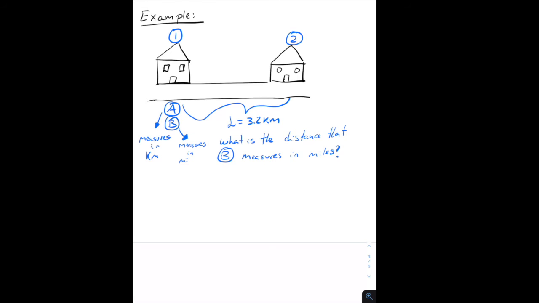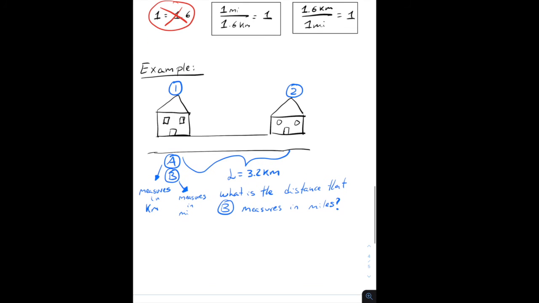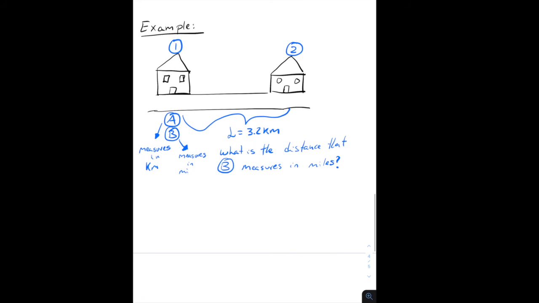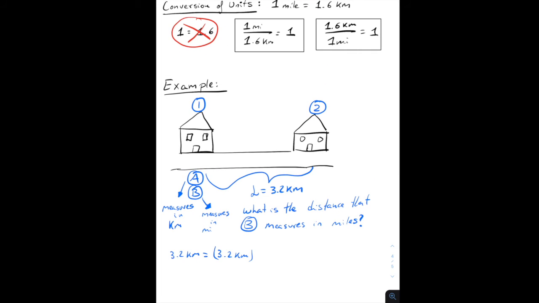Okay, so if we look back to our conversion of units here, we have that 1 mile is equal to 1.6 kilometers, and we have this ratio that is equal to 1 that we can use to transform from 3.2 kilometers into miles. Hence, we can write 3.2 kilometers is equal to 3.2 kilometers times one of these ratios. Now, which one is the correct one? Remember that we want to cancel the units.